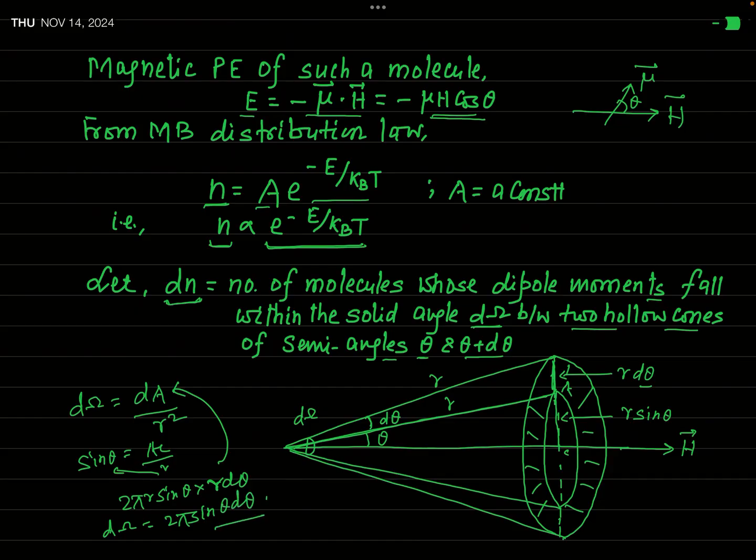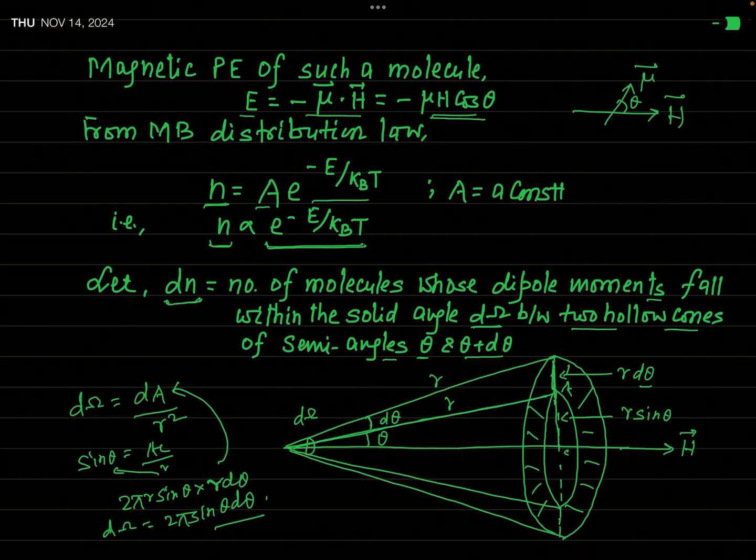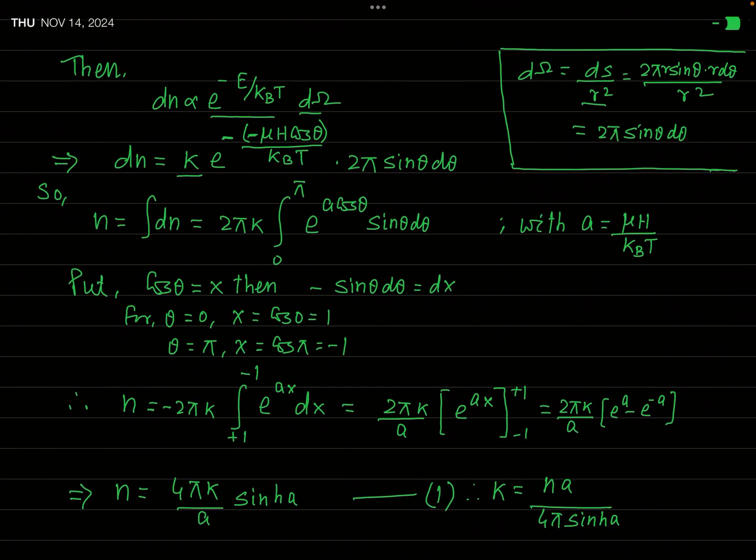I think you already have an idea of this calculation of solid angle. So I have also mentioned it here that d omega is equal to ds over r square. Instead of dA, I have written ds there, and ds will be equal to 2 pi r sine theta times r d theta divided by r square. And you can see that this r square will cancel, and this is 2 pi sine theta d theta. So instead of this d omega, I have written here 2 pi sine theta d theta. Okay.